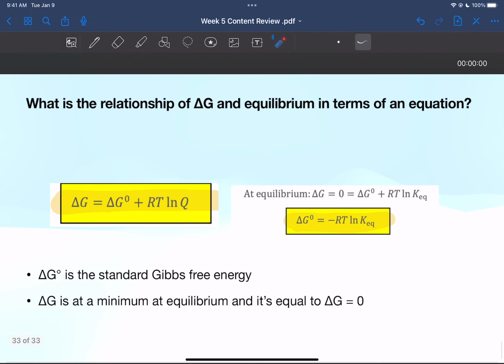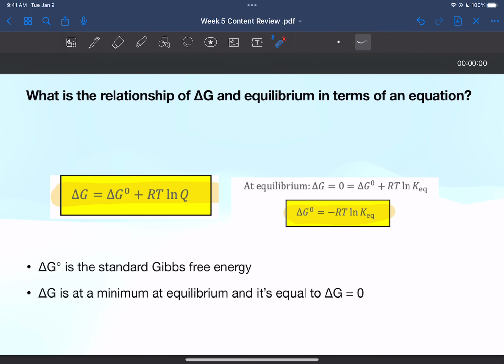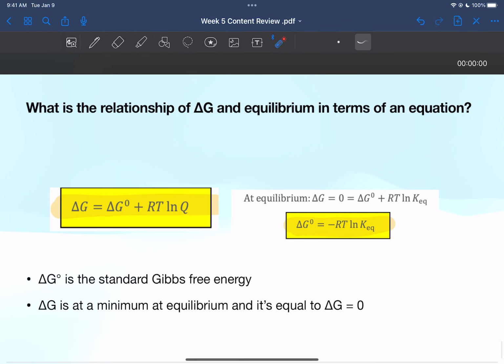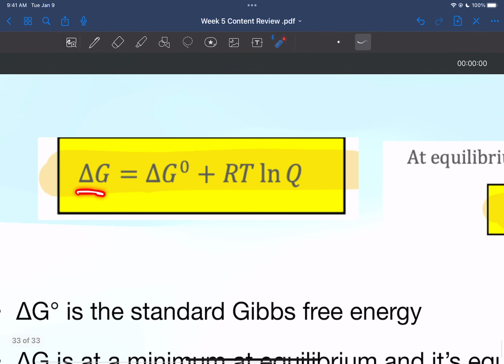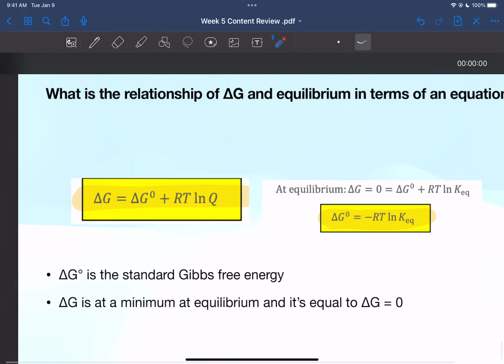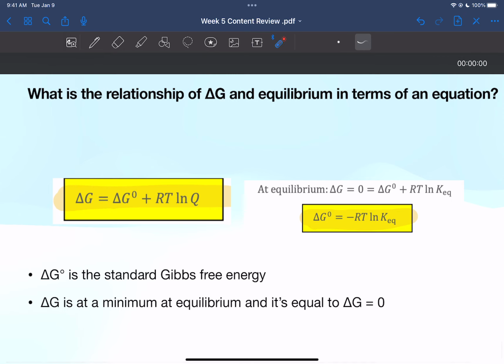Now, the reason why I bring those concepts up is that there's a relationship between delta G and equilibrium with an equation, and that's delta G, right? The value of delta G that you're looking for is equal to the standard delta G of formation plus RT, where R is your ideal gas constant, T is your temperature, times natural log of your reaction quotient, right? That tells us the delta G at any specific point.